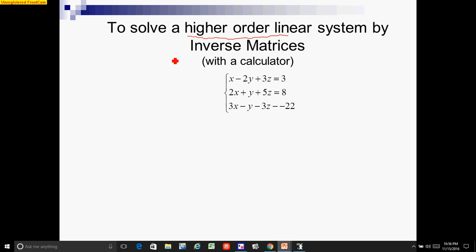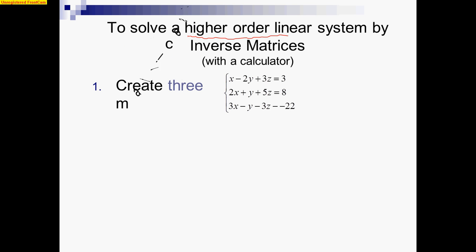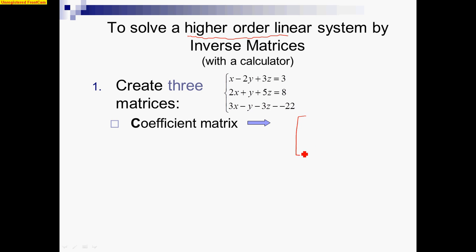So there's my system. Notice it is a 3 by 3 system, 3 equations, 3 unknowns. To start this, I start just like I did with my 2 by 2, right? I create 3 matrices. My coefficient matrix is a column with all my x coefficients, a column with all my y coefficients, and a column with all my z coefficients.